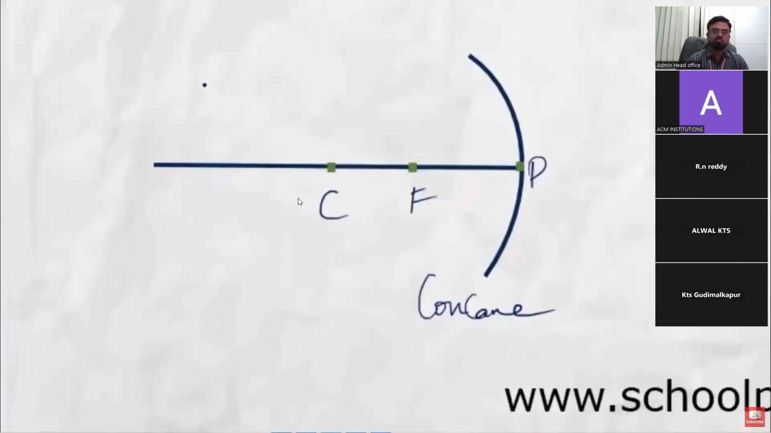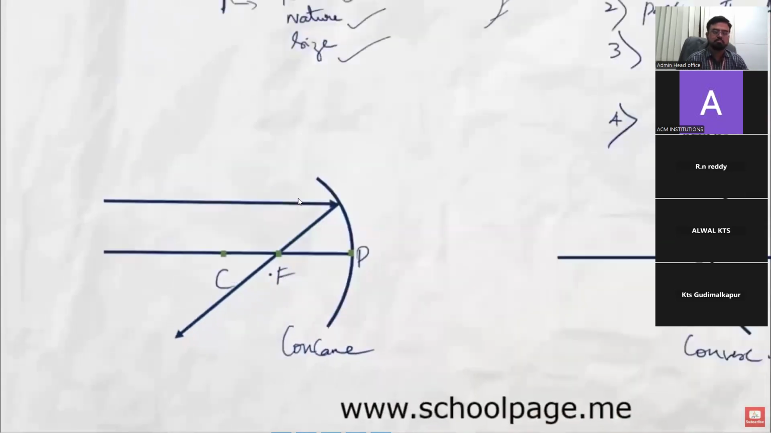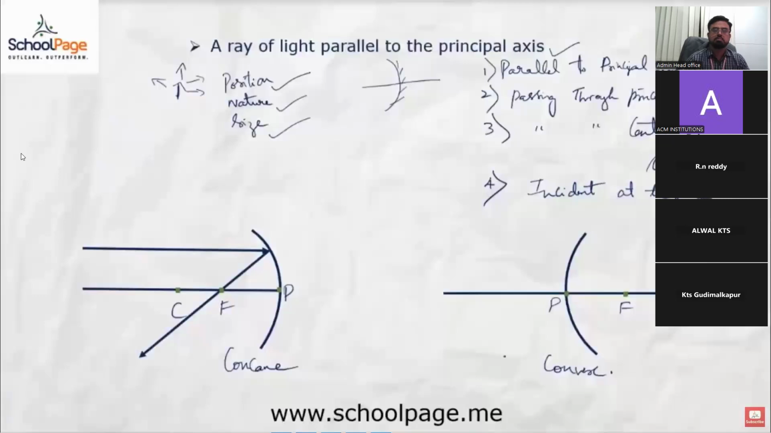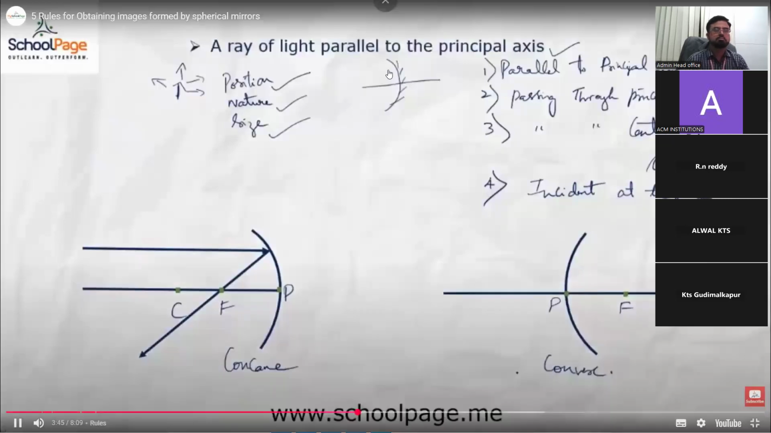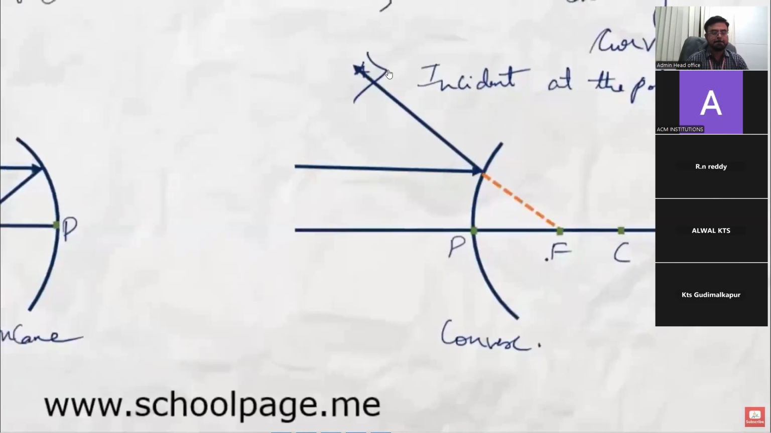When a ray of light is incident parallel to the principal axis for concave mirror, after reflection it will pass through the principal focus, as you can see here. So this is the incident ray and this is the reflected ray which is passing through the principal focus. Let's see what happens in the case of convex mirror. A ray of light which is parallel to principal axis appears to diverge from the principal focus. That is, this is the incident ray and the reflected ray appears to be diverging from the principal focus.